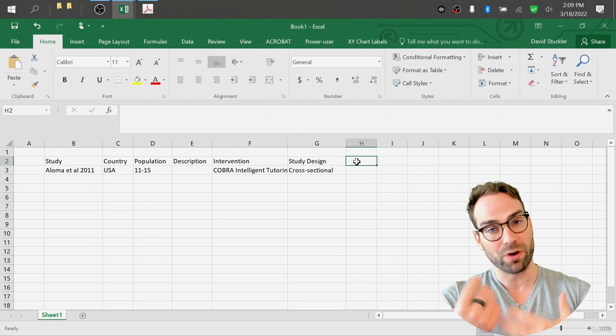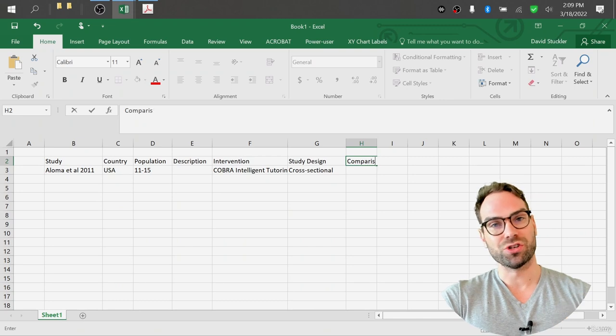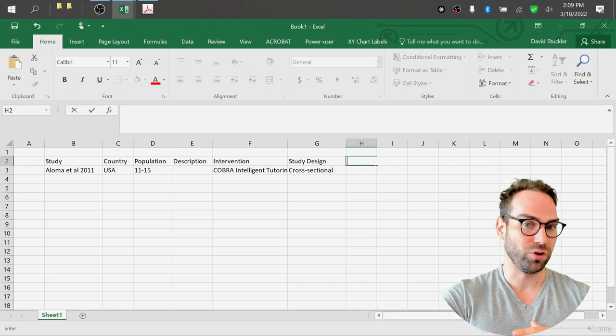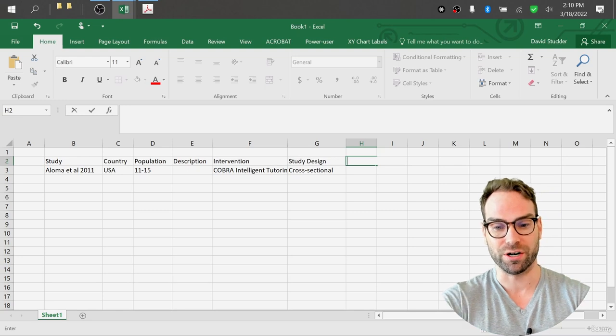For those of you looking at randomized controlled trials, you might want to say what the comparison group was. That might be a column that you want to include. It's not strictly necessary in all of yours. It will really depend on how you define your PICO. If it was in your PICO, make sure you include it here.